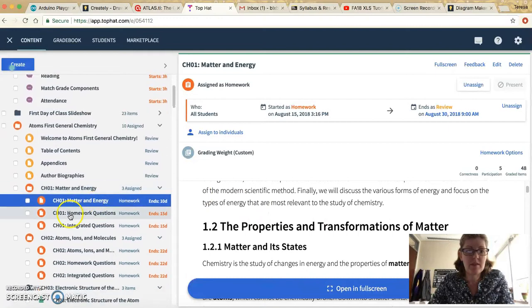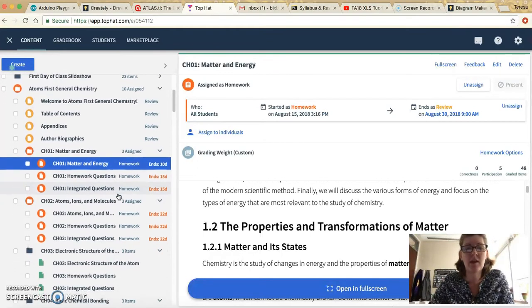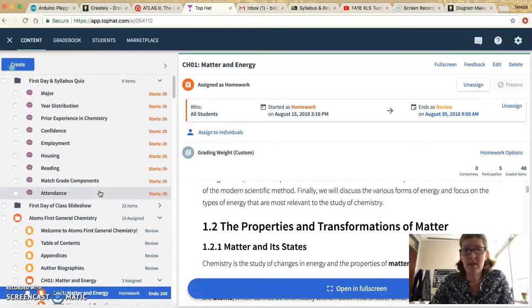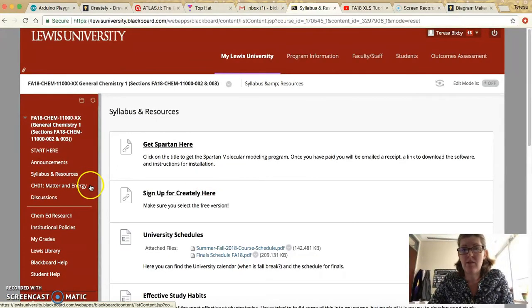So that's going to be there. The second type of assignment is going to be homework questions. These are just practice problems. They give you hints and like how to solve the problems and that sort of thing, but you only get 3 attempts. And then the integrated questions are no hints or helps. Okay. But you still get 3 attempts. The last assignment type is a challenging problem or two that I will post on Blackboard in that chapter resources.